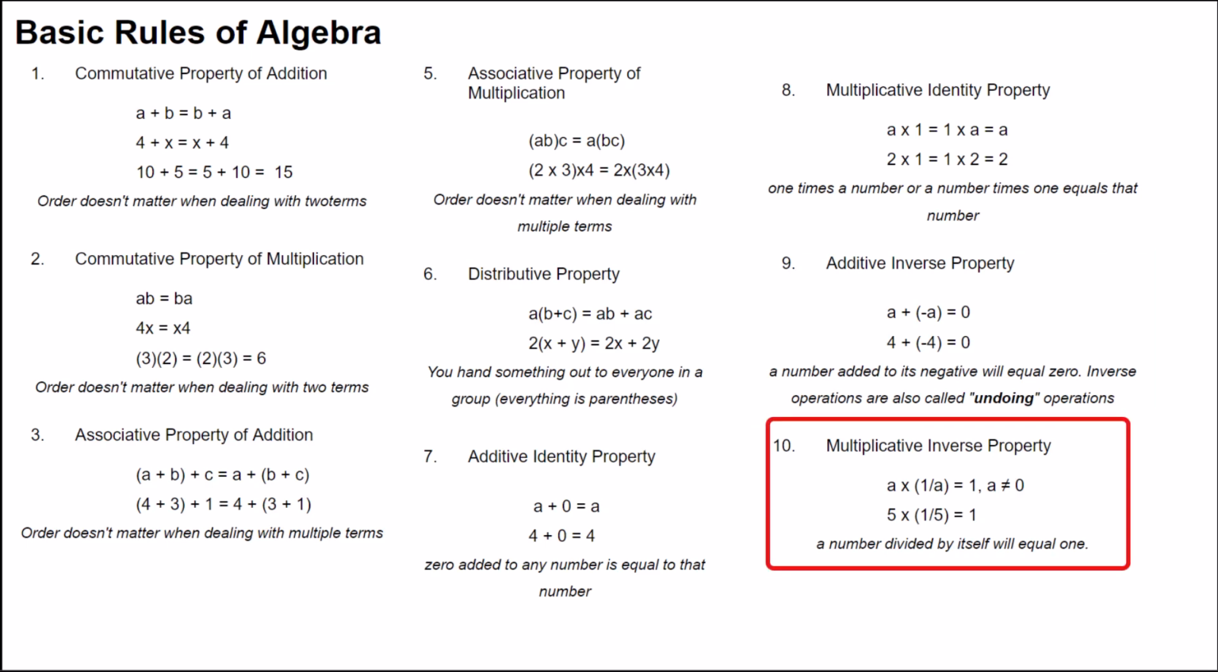And lastly, we have the multiplicative inverse property, which basically says that any number divided by itself will equal 1. In this example, we have 5 times 1/5, which is the same thing as saying 5 divided by 5 is equal to 1. And that's it for the basic rules of algebra.